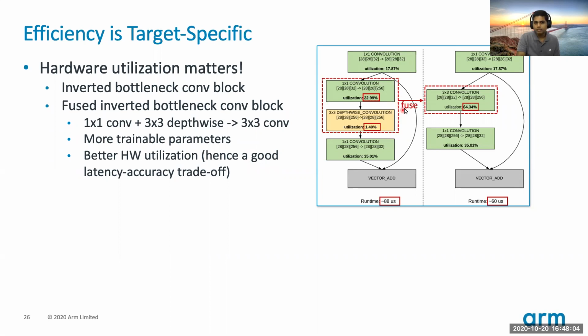So instead of doing a 1 by 1 and 3 by 3, what happens if you fuse this 1 by 1 into the 3 by 3 convolution, into a regular 3 by 3 convolution here? That way you're increasing the number of parameters and the flops. However, you see that the runtime has actually decreased. That is because of the inefficiency of the depth-wise convolutions.